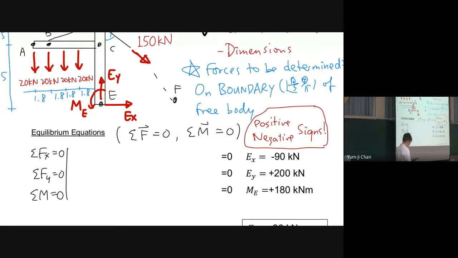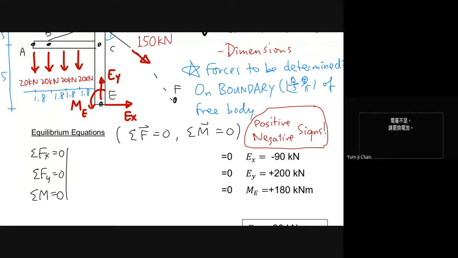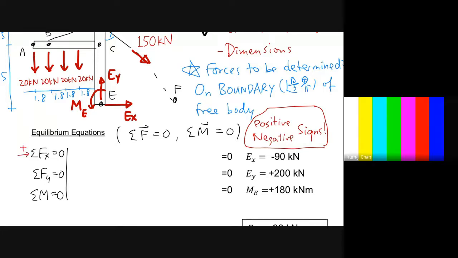For example, for summation Fx equal to 0, we will write like this, and we define the positive direction. For example, if we think towards the right is positive and towards the left is negative, we will write like this. This is also the method used in the book. So we write the right arrow and then we write the positive sign. It means that this is the positive direction and this is the negative direction. It's okay.